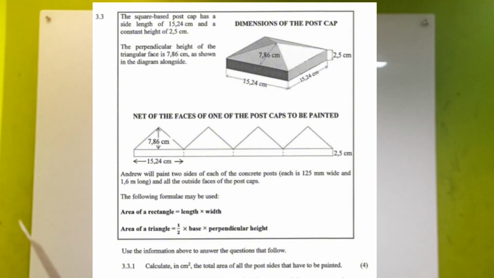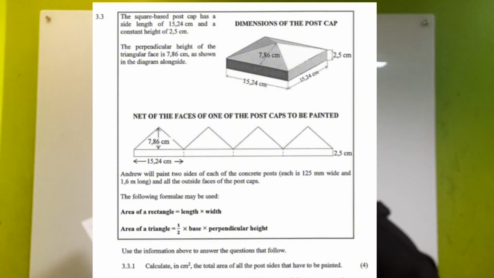Okay, so the following formula may be used. We've been given the formulas that we can use to assist us get the answers. We've been given the formula to calculate area of a rectangle. We've also been given the formula to calculate area of a triangle. So I suppose those are the shapes that we're going to be working with, triangle and rectangle.